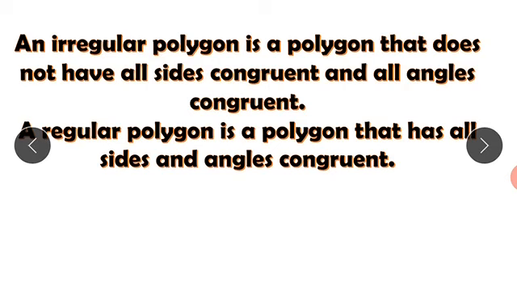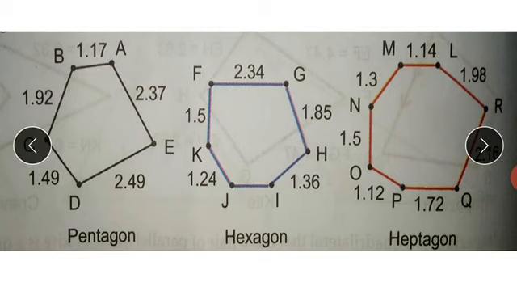We also have an irregular polygon. It is a polygon that does not have all sides congruent and all angles congruent. It means that it has different sides and different measurements of angles, while a regular polygon is a polygon that has all sides and angles congruent. So these are the examples. As you can see in this one, all the sides are different in length and all the angles are different in measurement. That's why we call this an irregular polygon.